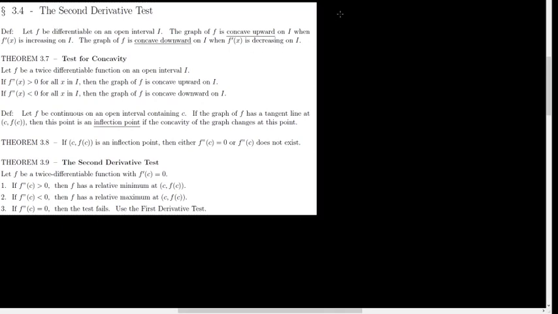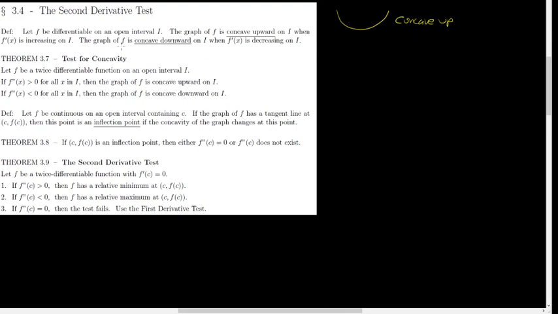Okay. A graph is concave upward on an interval when the first derivative is increasing. So that seems a little confusing. What does it mean for the derivative to be increasing? It means that the slope is getting bigger. So as you're going left to right, the slope might be negative, it might be positive, but it's getting bigger and bigger and bigger. In other words, it's bending upward. So when you see something bending upward, that means it's concave up.